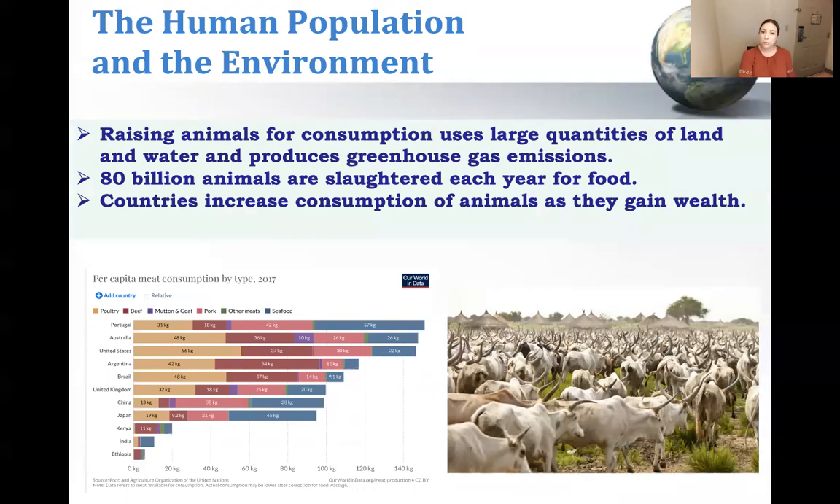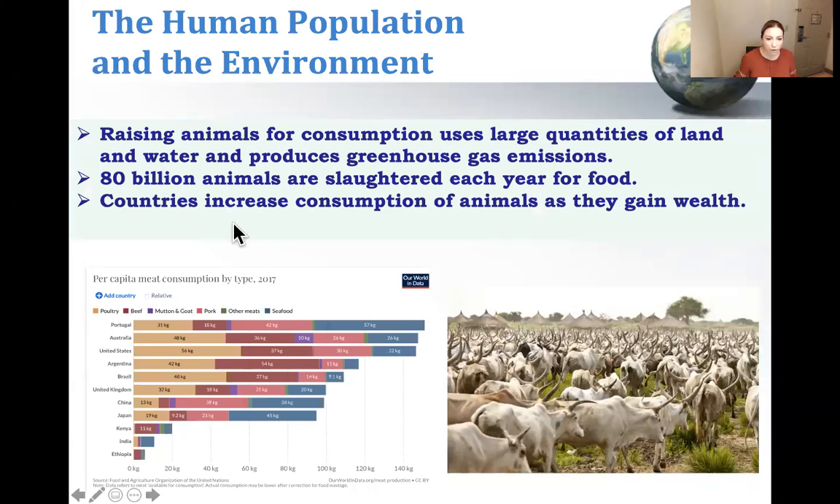Now, these are types of consumption. What we have found is that the wealthier a country is, the more animal products it consumes. So raising cattle or animals for consumption is hugely damaging to the environment. It uses up tons of land and water. You are giving water to the actual animals, but it takes water to grow the food that the animals are going to eat. Currently, 80 billion animals are slaughtered each year for consumption.